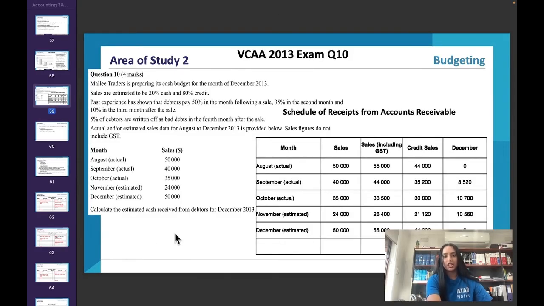Here's another question which is talking about the schedule of receipts from accounts receivable, and you do need to know how to prepare a schedule of receipts from accounts receivable for the exam.